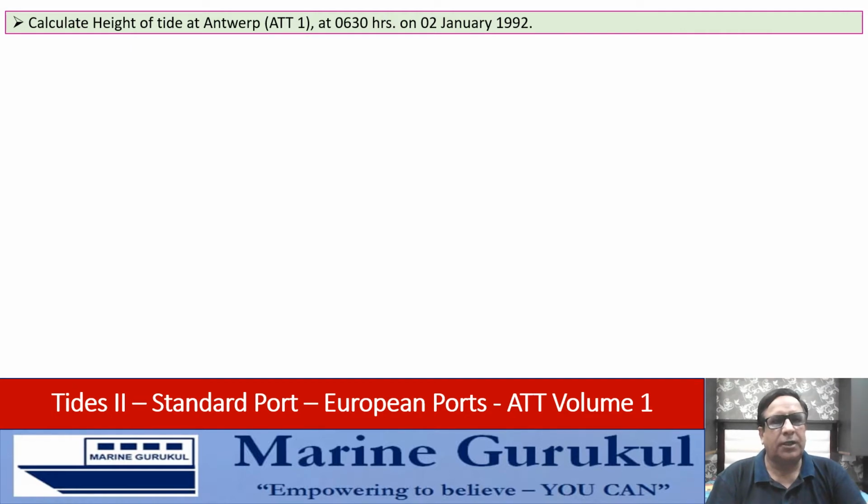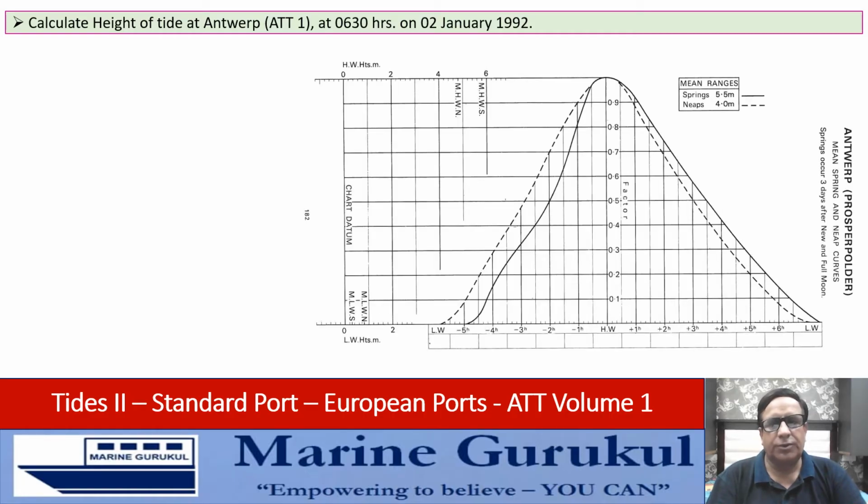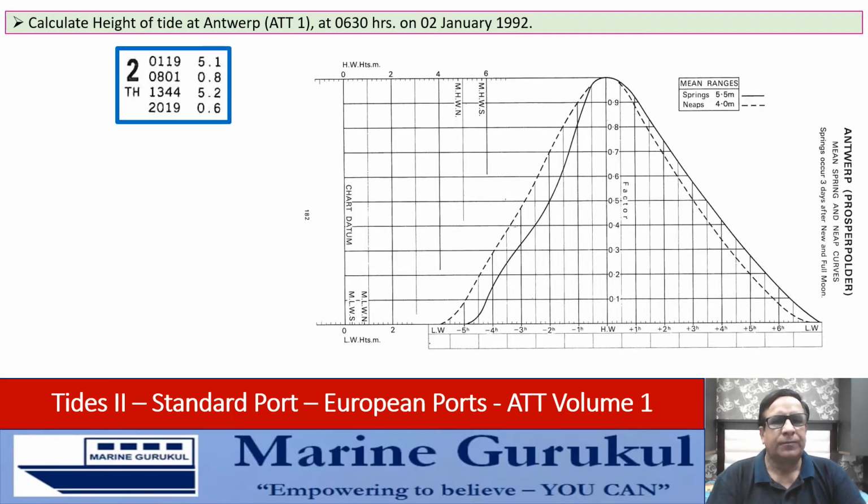Now to get the height of tide at 0630 hours, we use the interpolation curve. We use the daily prediction that we just extracted. And what do we see? That 0630 hours shall be falling between 0119 high water and 0801 low water. So our 0630 time shall be falling between this high water and this low water.